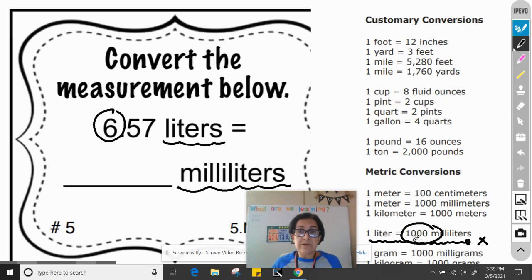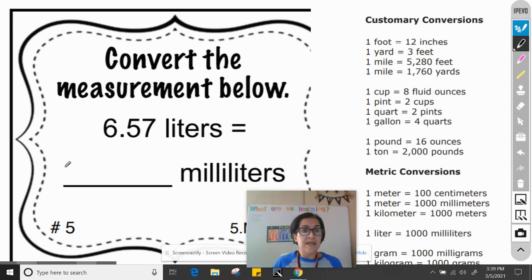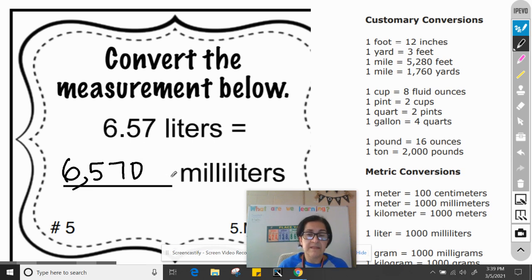6 times 1,000 is 6,000. So this 6 here is now in the thousands place. 6,000. What do we put after the thousand? A comma, right? What happens to the 5? Well, it comes right after. So what is after the 1,000? That 5 goes here. You can even copy the number, but you cannot leave it that way because this is 6,570. So I need to put that 0 here. And that's your answer for milliliters.